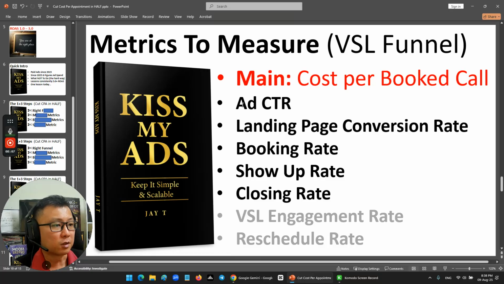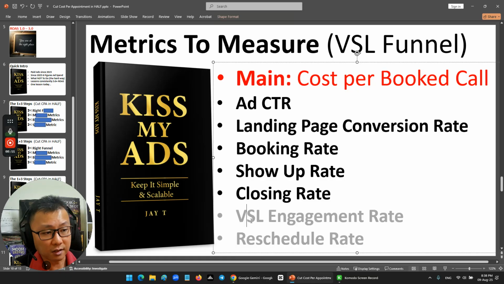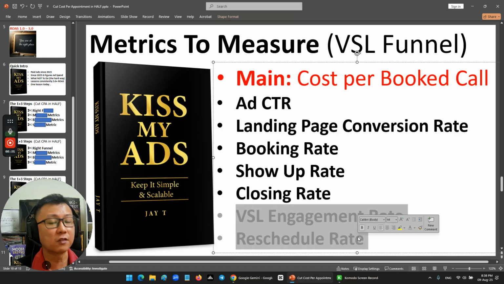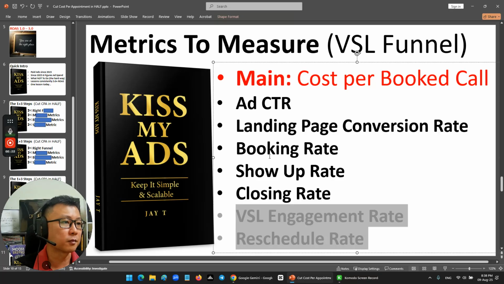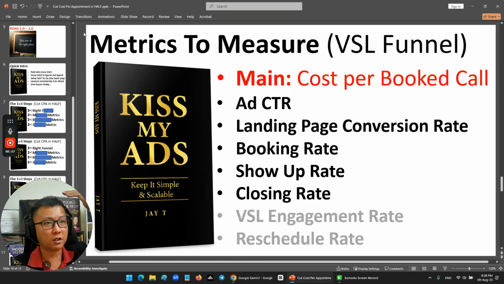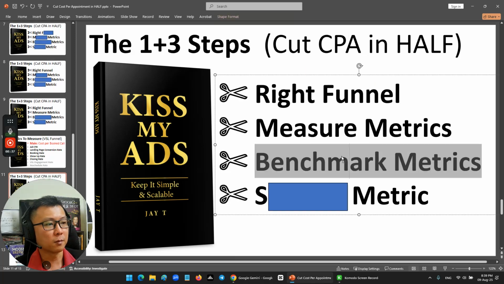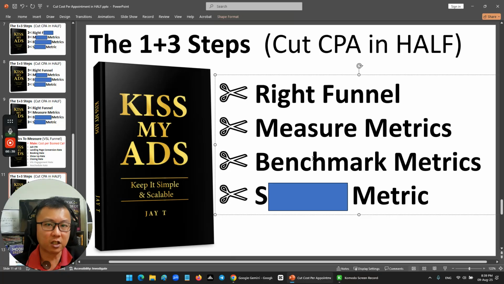So these are secondary metrics, which are important. Here are some, I call it tertiary, I hope I'm pronouncing the word correctly, tertiary metrics, where after all of these are in place, this can give you some hints of what's going on. So these are the metrics to measure. Once you have these metrics for 1 month, 2 months of running the ads, we can go to step number 3, which is to benchmark your metrics against the industry standard.